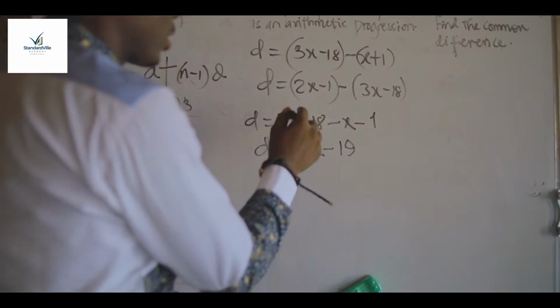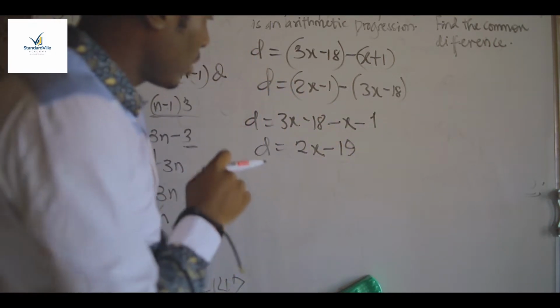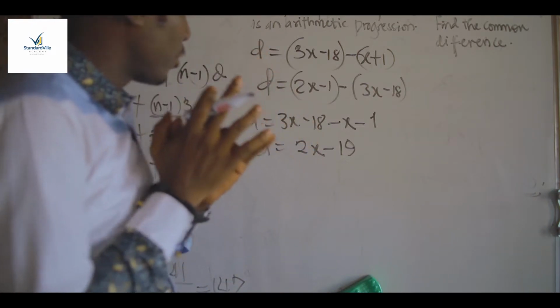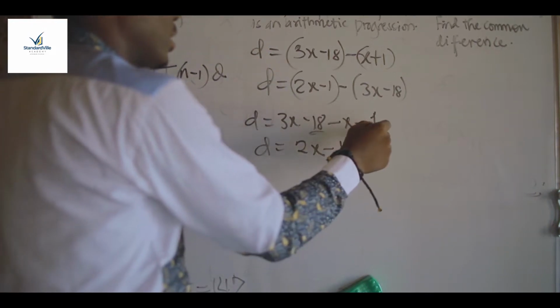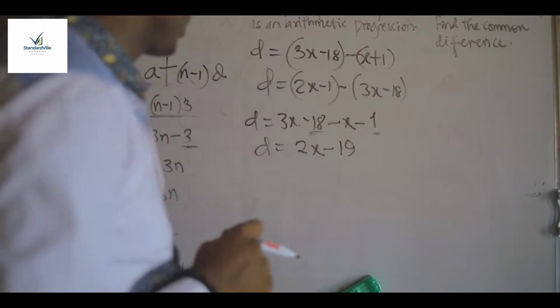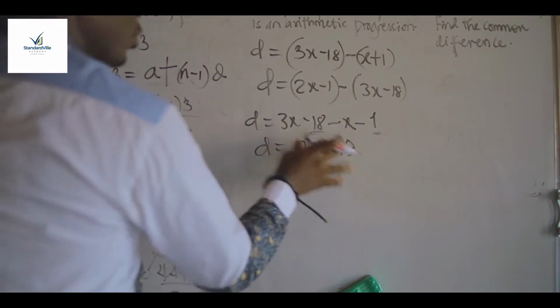If you don't know how I got -18 - 1 as -19, kindly send us an email or write it in the comment section. I may make a video for you. This is what you should have learned in JSS 1, 2, or 3. But I may make a video for you just to learn how to do that. -1 - 18 is -19. So I have 2x - 19.